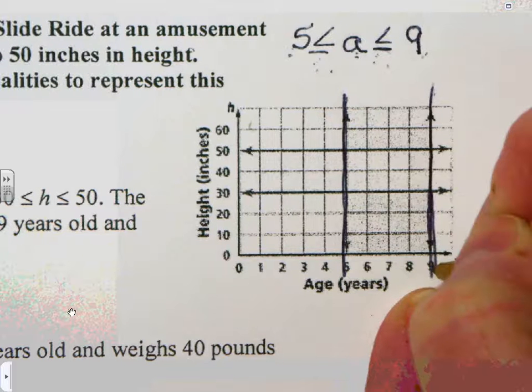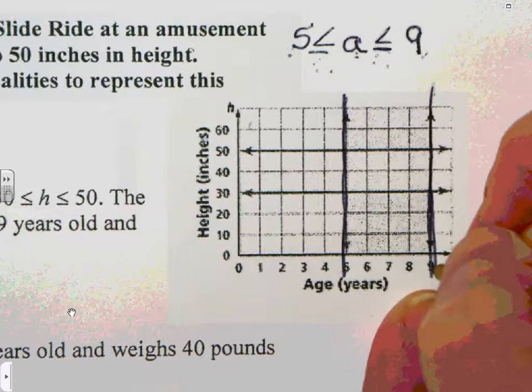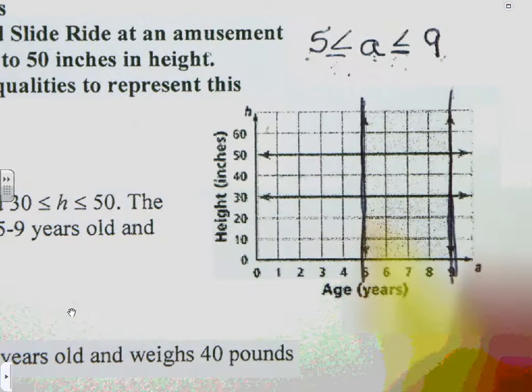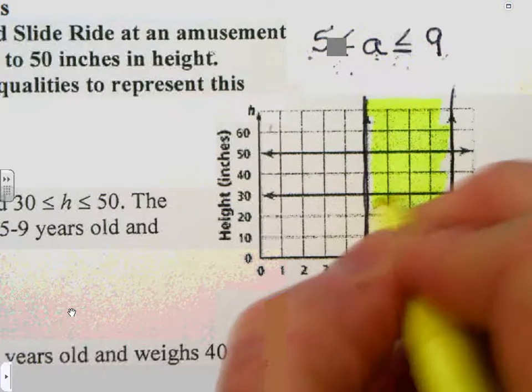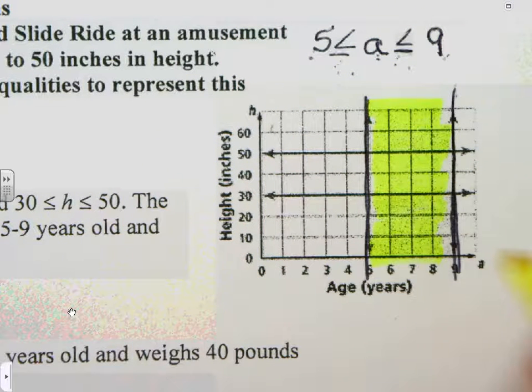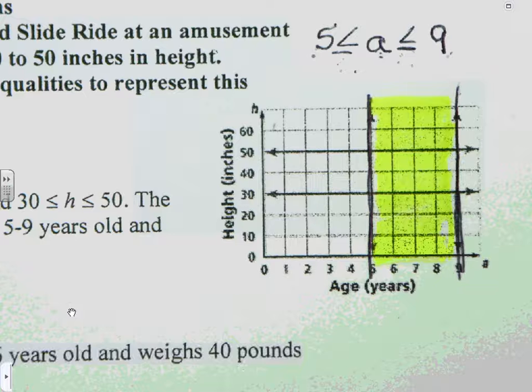Where am I going to shade? Between the 5 and the 9, correct? So I'm going to fill in the whole area between the 5 and the 9, because you could be any age you want in here. That'd be cool, right? You get to ride the rides. I like rides.